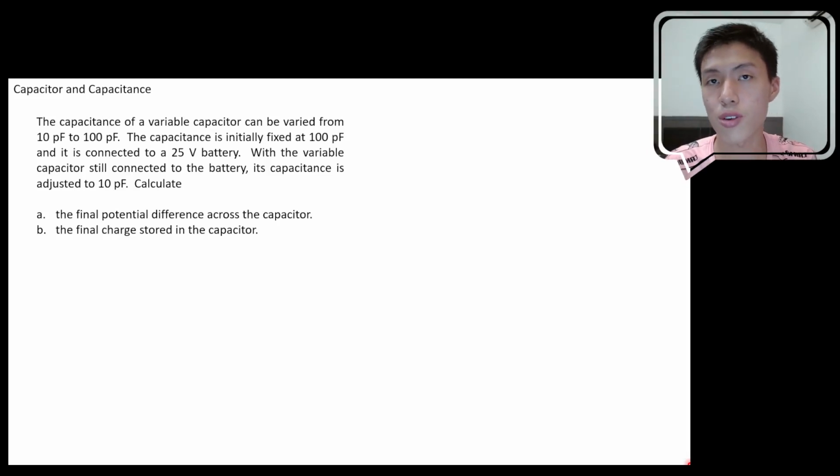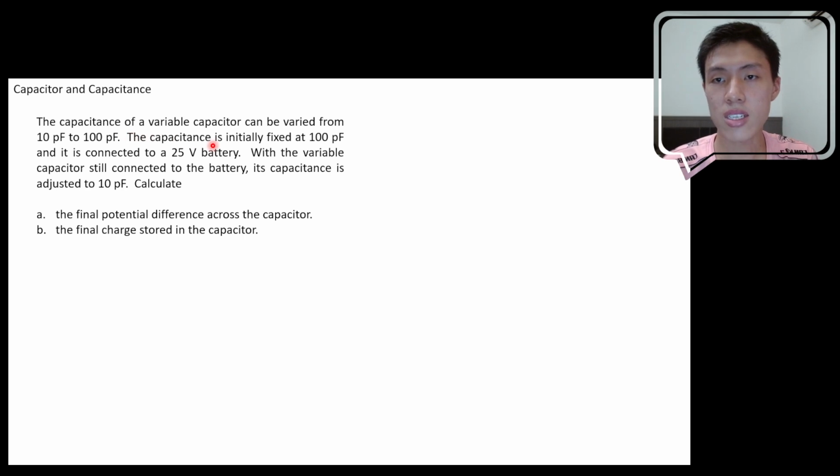Let's try to solve this problem here. The capacitance of a variable capacitor can be varied from 10 picofarad to 100 picofarad. So this is a capacitor whose capacitance we can change. The minimum capacitance it can be is 10 picofarad, and the maximum is 100 picofarad. So it has a range, something like a rheostat, but with a rheostat you change the resistance. This one you can change the capacitance.